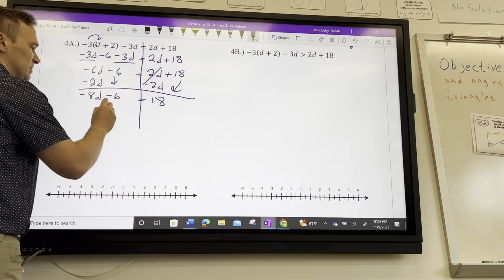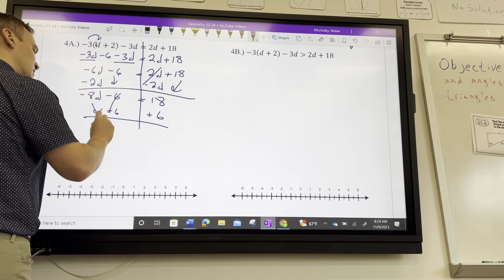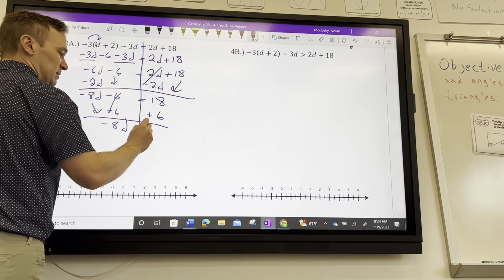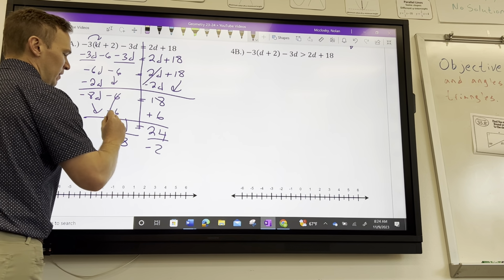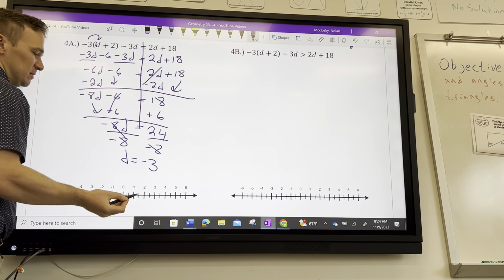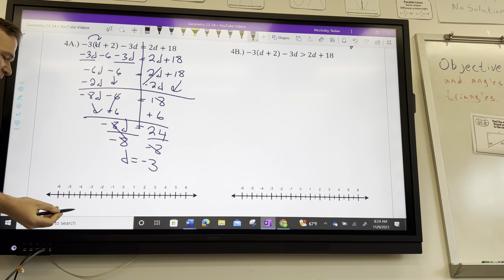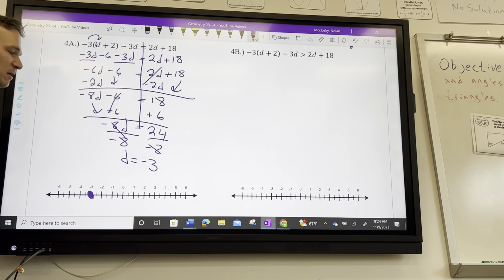We add 6 to both sides. Negative 8d drops. 18 plus 6 is 24. Then you divide by negative 8. 24 divided by negative 8 is negative 3. So d is equal to negative 3. If we were graphing this on a number line, we would just make a point underneath the negative 3.